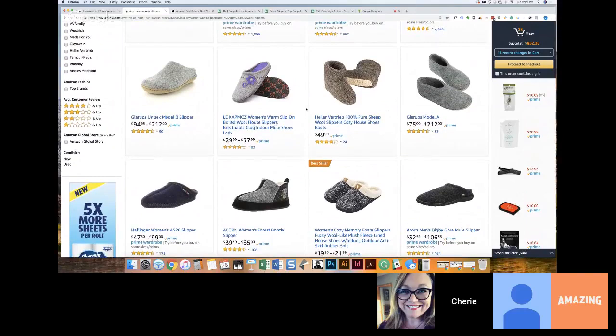So I'm coming over here and I can see, okay, these Glare Ups are $94 to $212. The Model A is $75 to $212. The Heller Vertrieb boots are $49.90. And then I'm over here, all of a sudden, these ones that look like mine, the price point starts to make sense. If you have a specialty item, you're not really dependent on volume as much as price and margin. So in some ways, this is very promising, right?